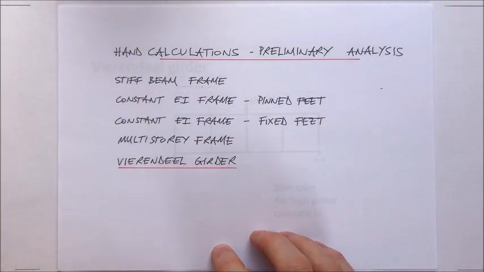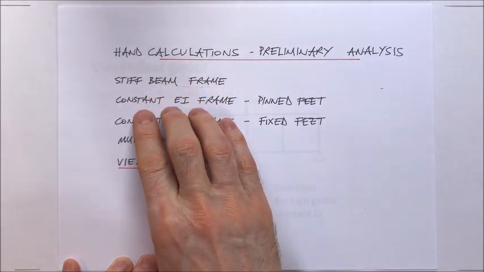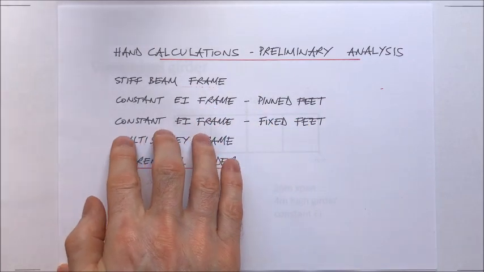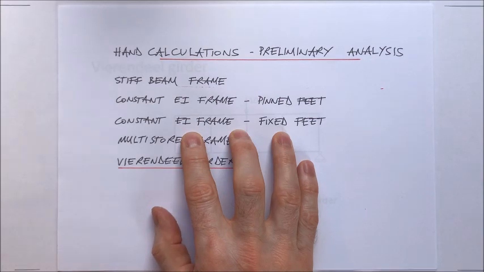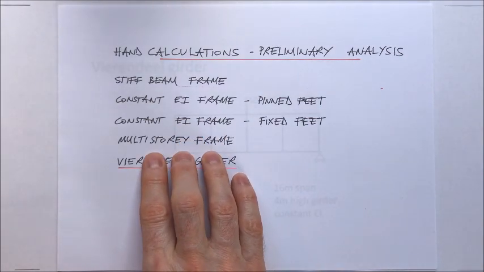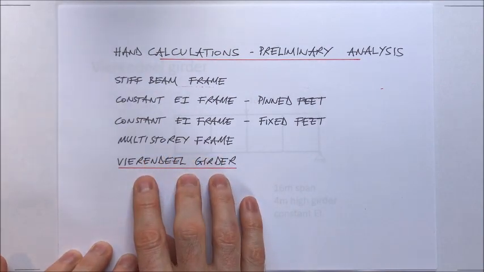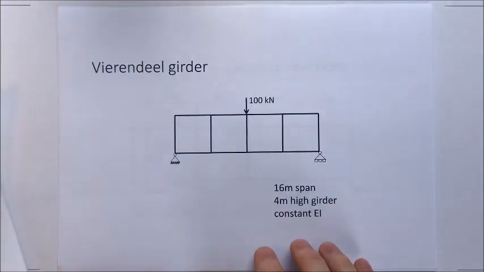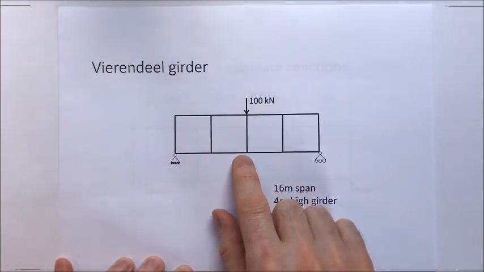So in previous videos we've looked at stiff beam frames, frames with pinned feet, single story frames with pinned feet and constant EI, single story frames with fixed feet and constant EI, and multi-storey frames, and quite significant multi-storey frames. Now we're looking at a Vierendeel girder, which is slightly different but a very similar approach. So here is an incredibly simple Vierendeel girder.